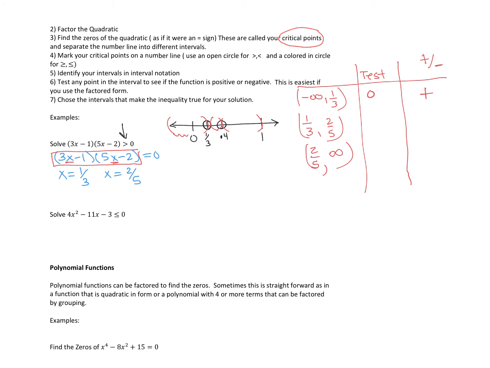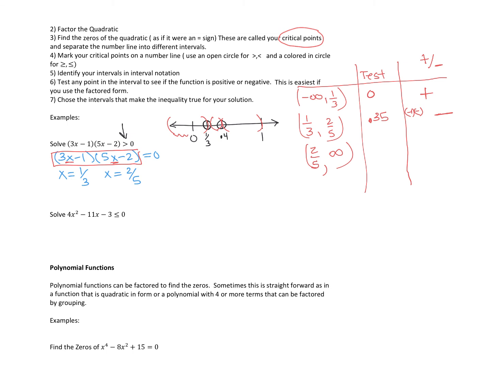In the middle here, I'm going to choose 0.35 because that's between 0.3 repeating and 0.4. And what you're going to notice is when you plug that in, you're going to get 1.05 minus 1. So that would be a positive value for the first factor. And then you're going to get 1.75 minus 2, and that's going to be negative. So in this case, a positive times a negative is going to give you a negative.